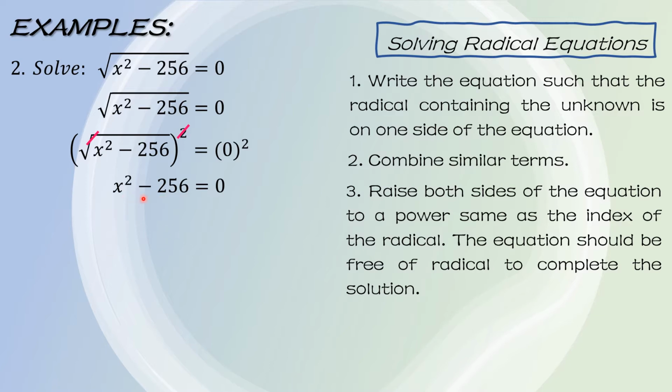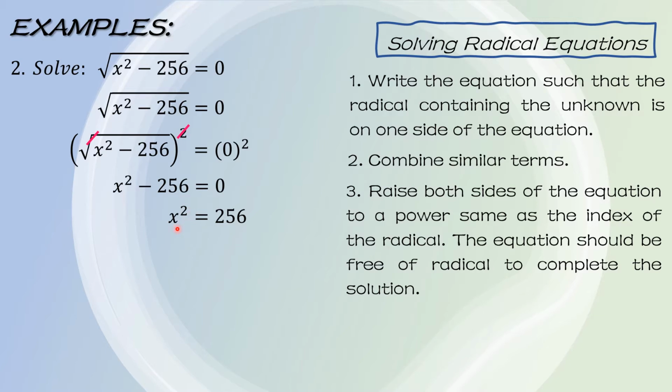We have to transpose the constant which is negative 256 to the right side of the equation para ang matira na lang sa left side ay x squared. So, kapag nagta-transpose tayo sa other side of the equation, ang sign ng constant ay magbabago. So, since ito ay negative, kapag tin-transpose, ito ay magiging positive and this will become x squared equals positive 256. So, wala pa tayong value ng x dito dahil may exponent na 2 ang variable x.